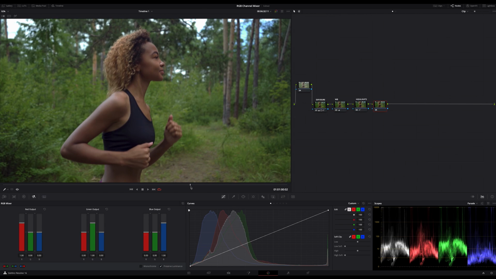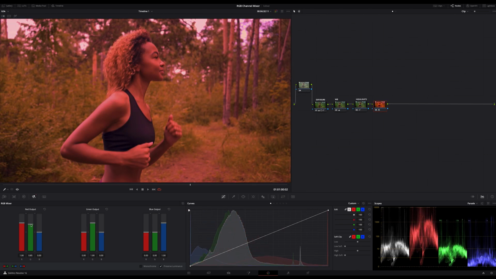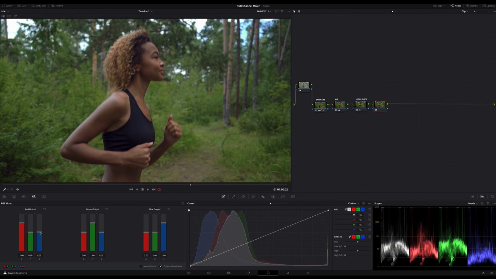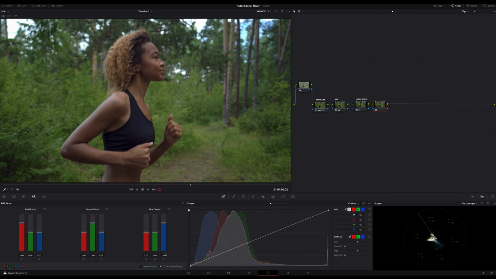So if you increase the red in the red output channel, you are adjusting only the red in the red areas of your image. And if you are increasing the green in the red output channel, only the value of red is affected, but in the green areas of your image. And finally, the same with the blue. If you are decreasing the blue in the red output channel, you take away the color red only in the blue areas of your image. And that's why this tool is called RGB Channel Mixer. Now you know more than most people out there.